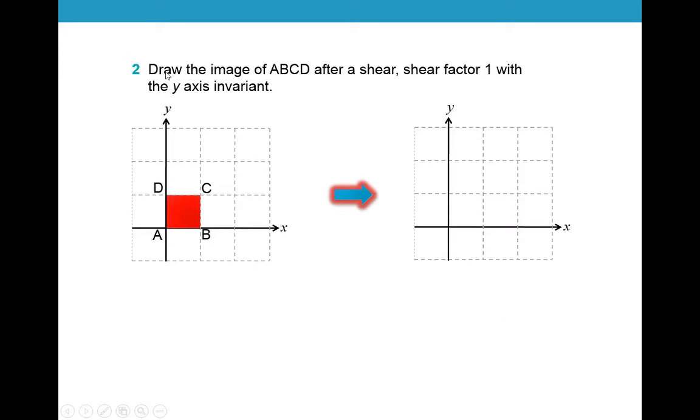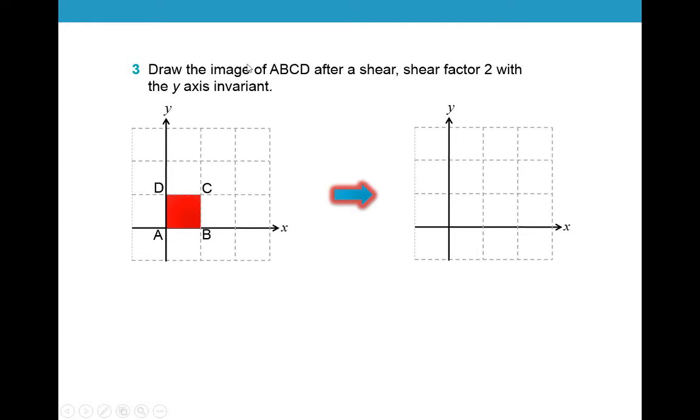Oh, it's a different question. Right, draw the image ABCD after a shear factor of 1 with the y-axis as the invariant line. So as you can see, the points on this line don't move, so that has got no perpendicular distance. That has got a perpendicular distance from the invariant line of 1. Scale factor of 1, that's going to move to where C is. That's going to move over here. So draw it back to the original, and that's what we end up with.